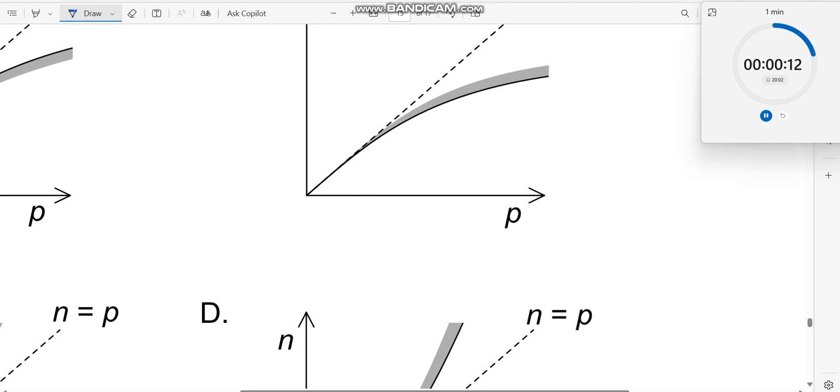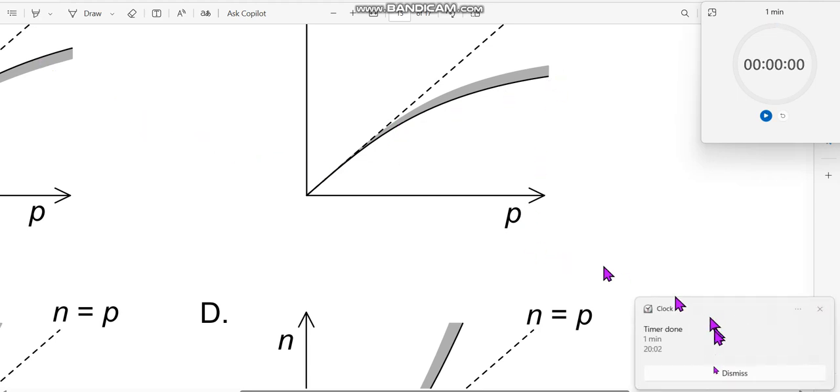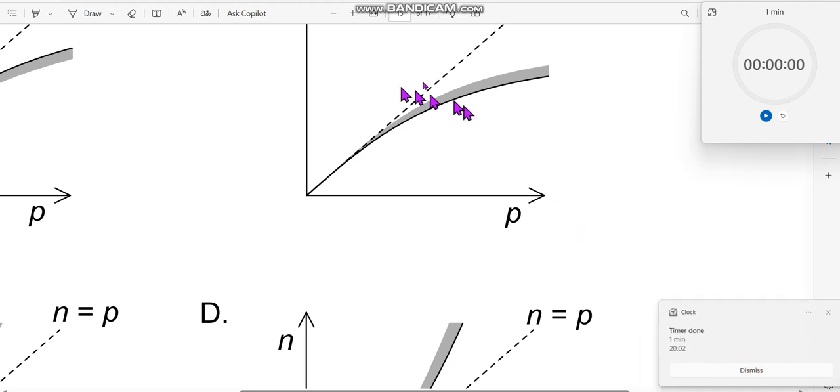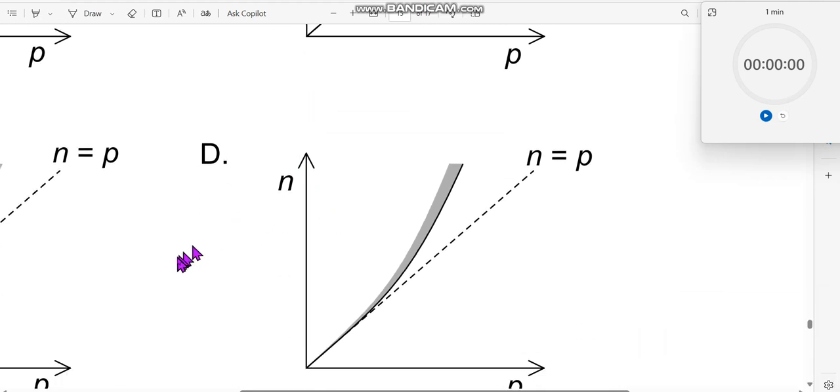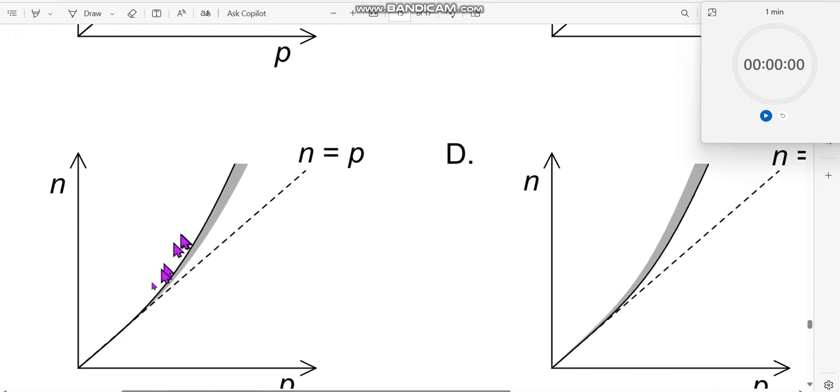Let me show you each and every graph. You can see there's a dark line and a shaded region here. There's a dark line and a shaded region above this dark line. If you look at this once again, there's a dark line, and below this there's a shaded region, and the dark line is above the shaded region.